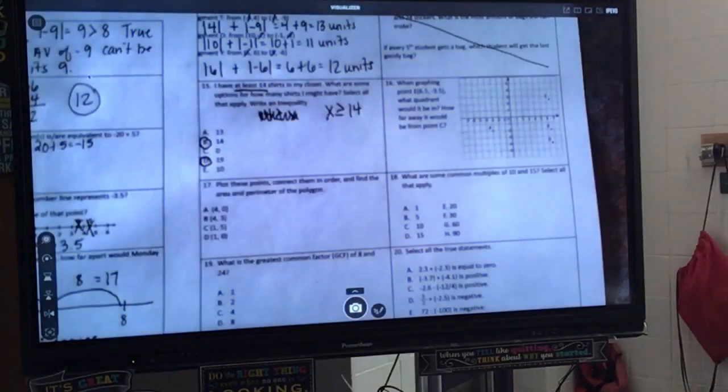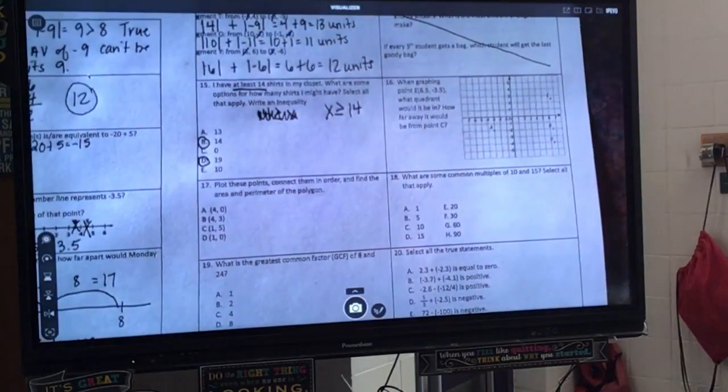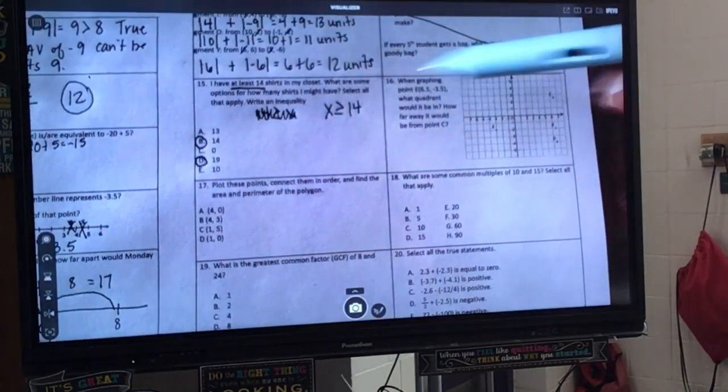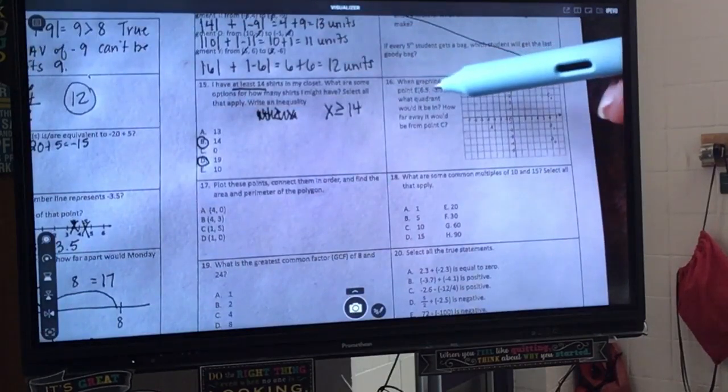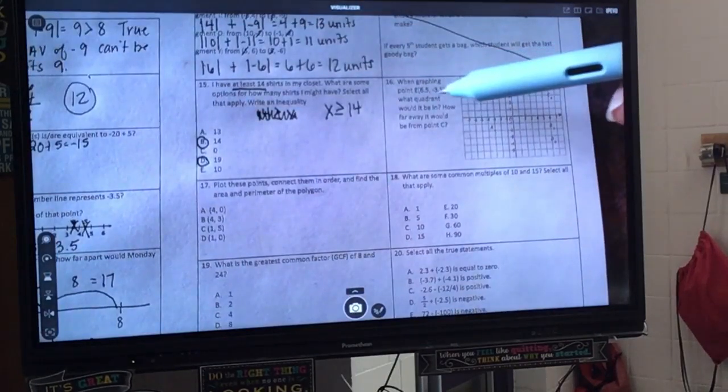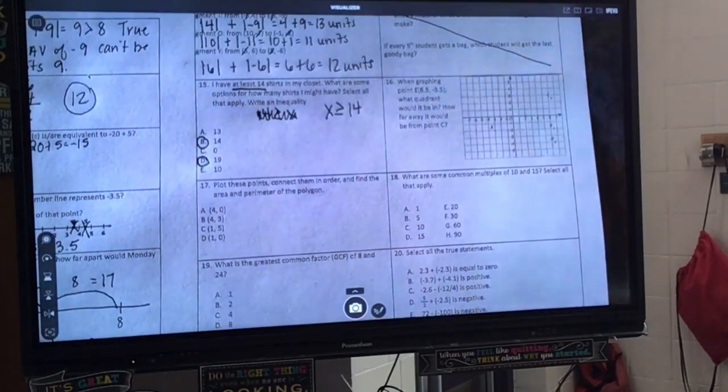All right. So number 16, it says when graphing point E, 6.5, negative 3.5, what quadrant would it be in? All right, so first and foremost, someone tell me how to get to point E. Tell me how am I get there? Kaylee, how am I gonna get there?